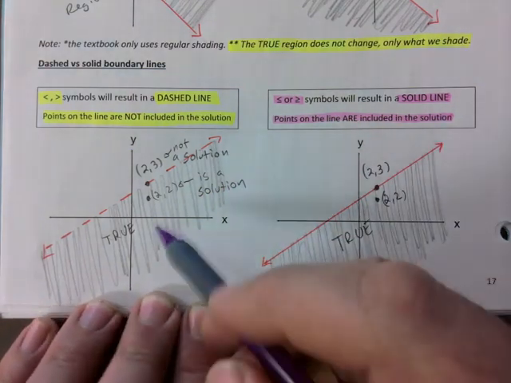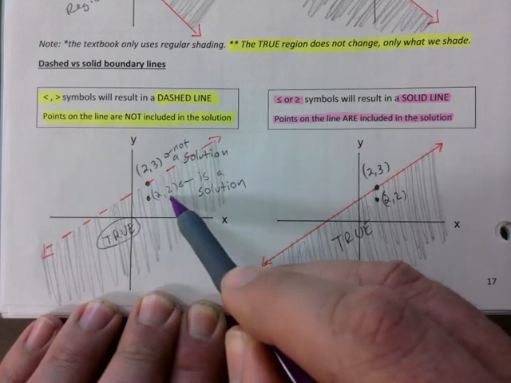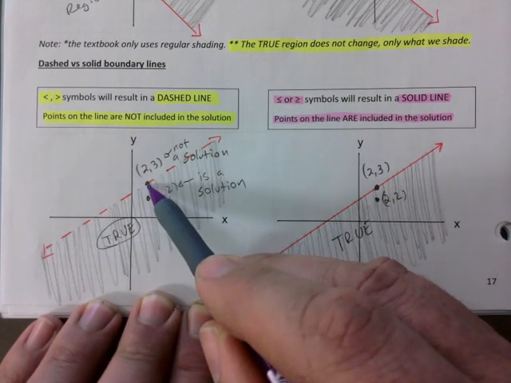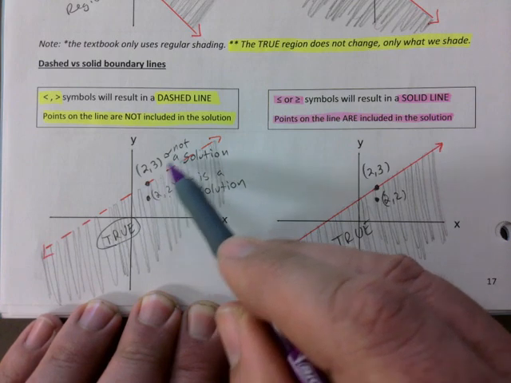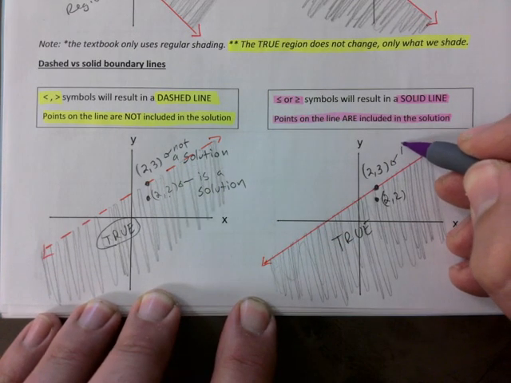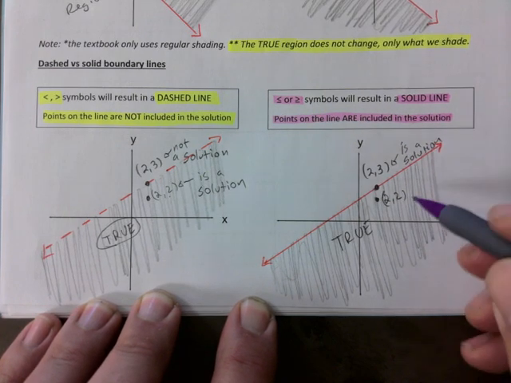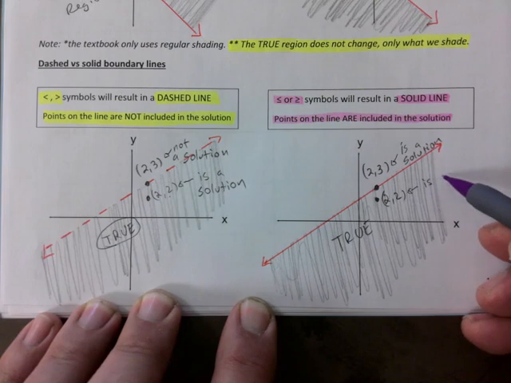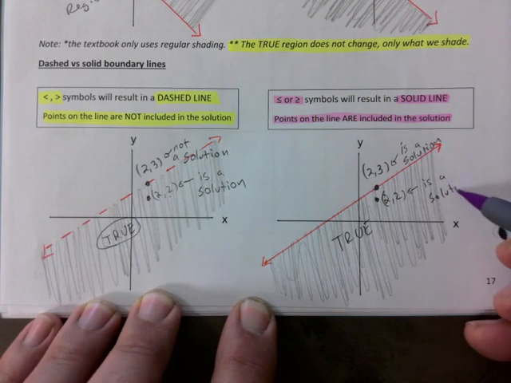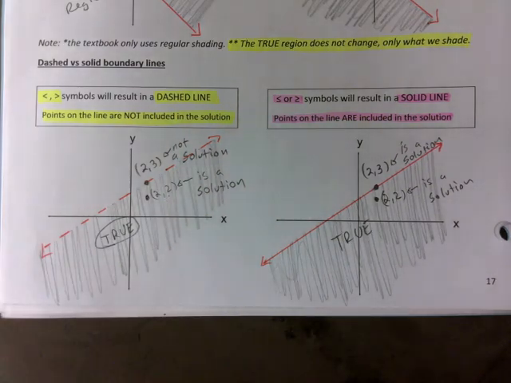Okay, 2, 2 would be, because it's in the shaded, in the true region, I should say, 2, 2 is a solution, but 2, 3 is right on the line. Since it's dashed, it's not a solution. In this case, we would say is a solution, also is a solution. So keep that in mind.